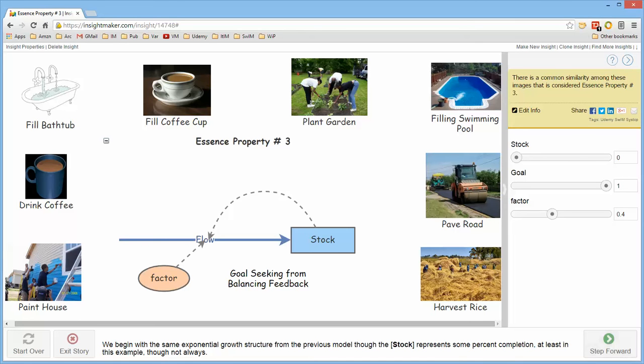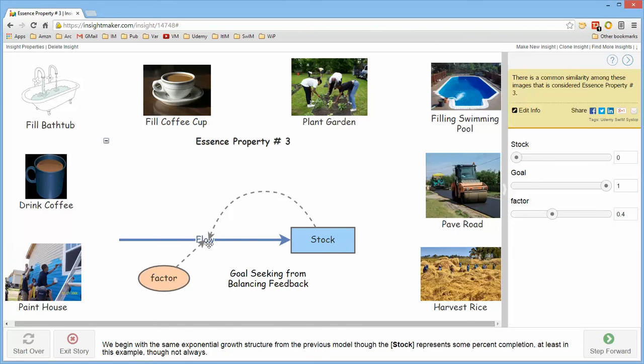So we begin with a stock, which represents the accumulation, and in this particular instance, it represents the percentage completion of the goal, though in different instances it might represent the amount of water in the swimming pool, or the amount of coffee in the cup, or the amount of rice harvested. It's a quantity of something, or a representative value for a quantity of something. So in this instance, I'm using it to represent the percent completion.